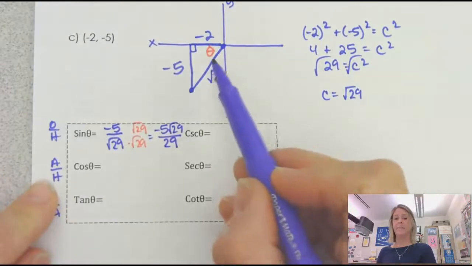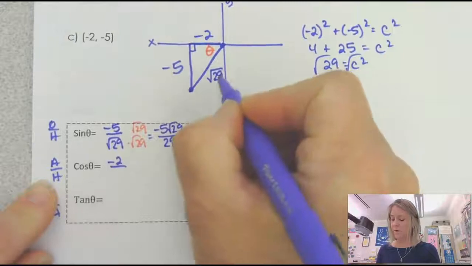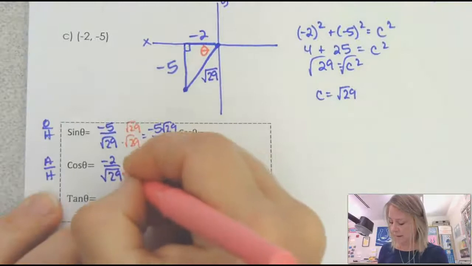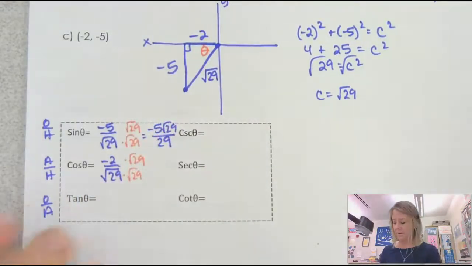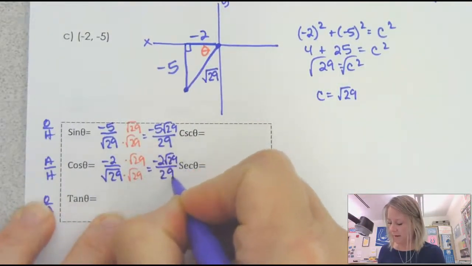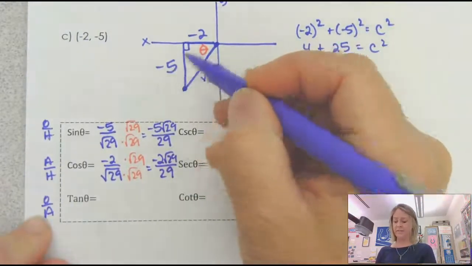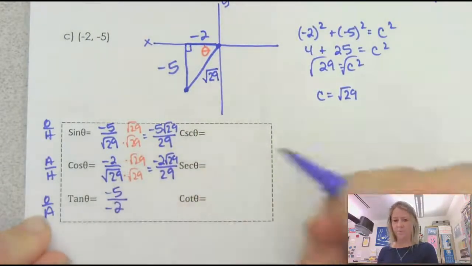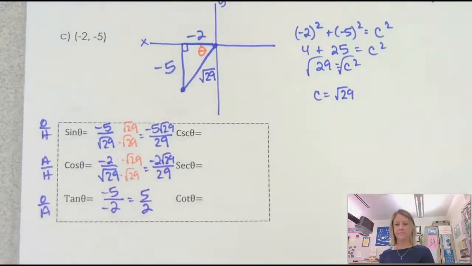Let's look at cosine. Cosine is the adjacent side. There's my adjacent side. It's -2 over the hypotenuse, which is radical 29. Can't have a radical in the denominator, so I'm going to multiply the top and the bottom by radical 29. And I've got -2 radical 29 over 29. All right, finally I've got tangent. Tangent is the opposite, which is -5, over the adjacent, which is -2. Negative divided by negative is positive, so I've got +5/2.